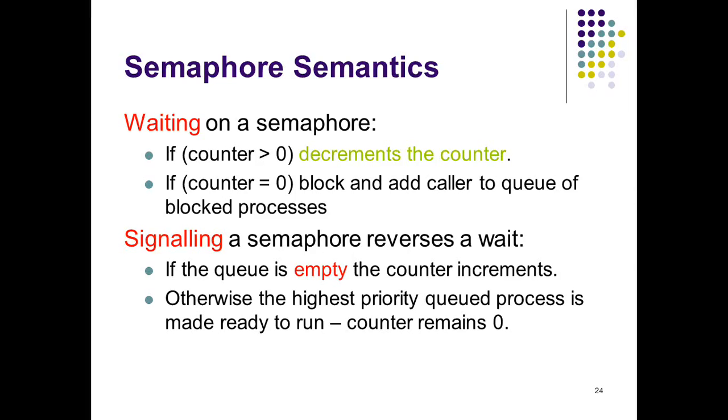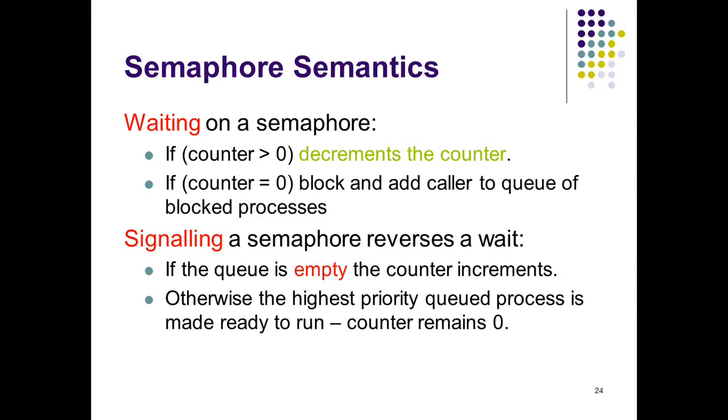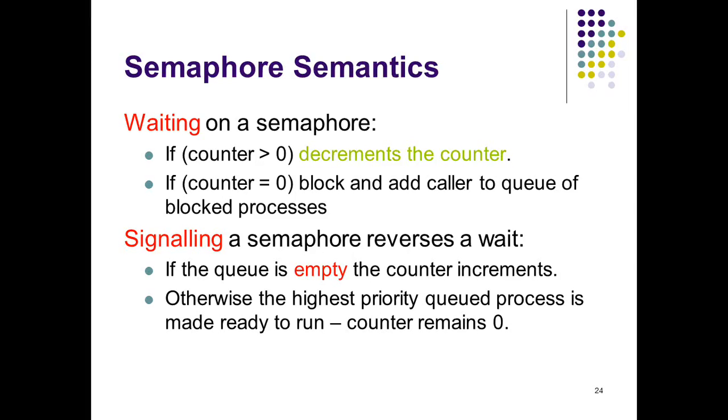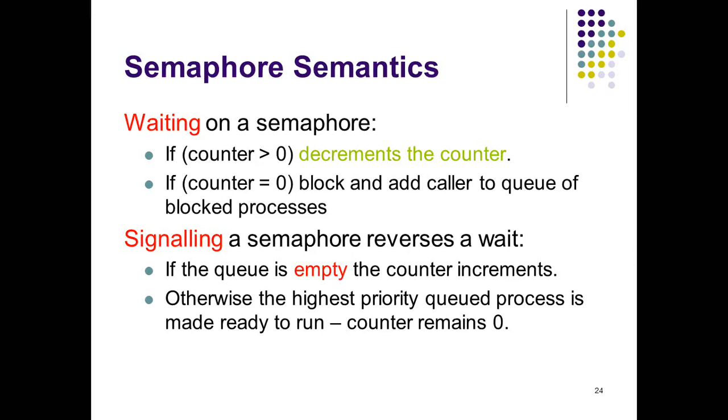So that's straightforward. If the queue is empty, the counter increments. Once I've finished working with this in the critical section, I can return the semaphore. Then the counter will increment. Of course, if there's something on the blocked processes, what's going to happen? I return it, the operating system immediately gives it to the next one. So the counter doesn't actually change, it passes to the next highest priority task.